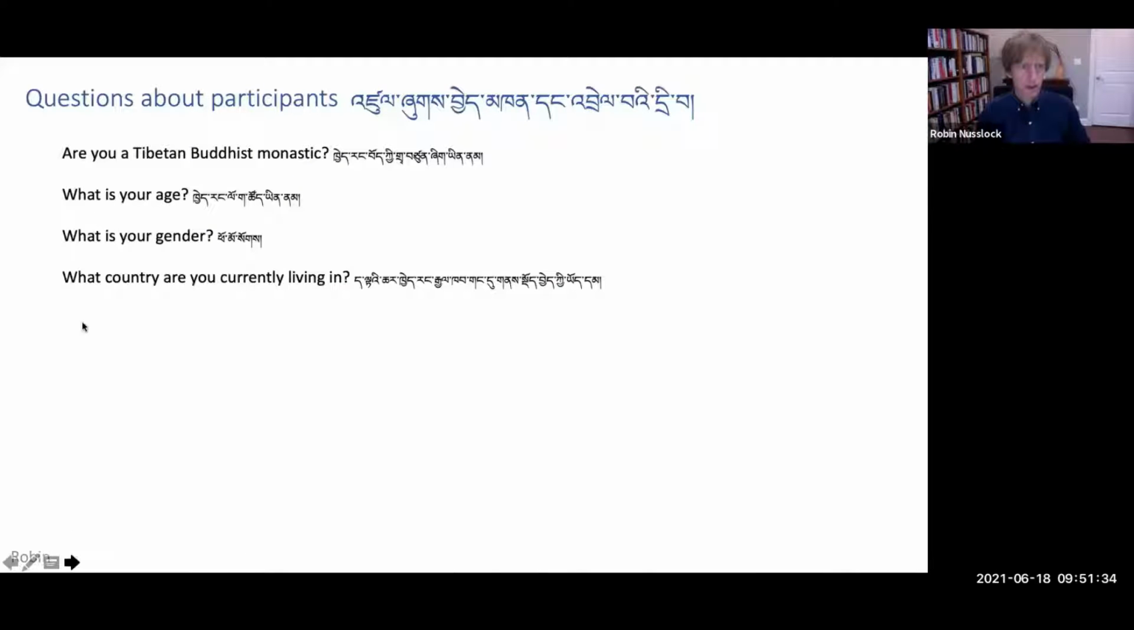And then the last set of questions we asked were what are called demographic questions. These are questions to try to get more information about the participants that are completing the questionnaire.